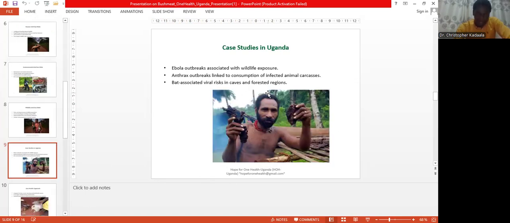Yeah, I've shared the photos on each and every slide to show the current situation in bushmeat consumption in Uganda. And I think it is something that is too much, increasing the burden of zoonoses in Ugandan communities. The case studies in Uganda, we have Ebola outbreaks associated with wildlife exposure. This is now the current issue in Uganda. We have Ebola outbreaks currently in most Ugandan communities.